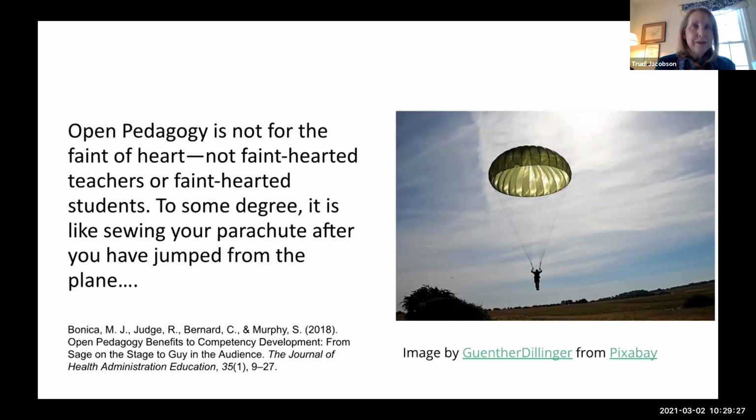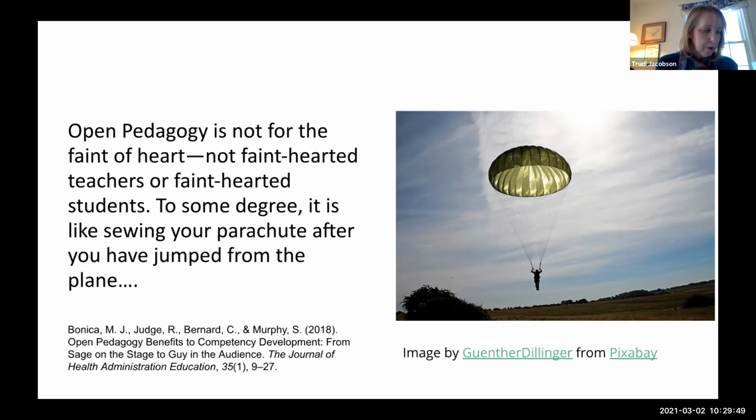I thought this speaks very well to what's happening in some of these courses. So open pedagogy is not for the faint of heart, not faint-hearted teachers or faint-hearted students. To some degree, it is like sewing your parachute after you have jumped from the plane. As a professor, you have to put your fate in your students' hands.